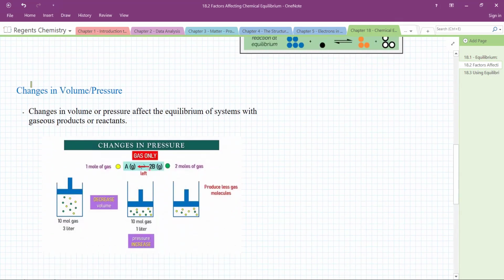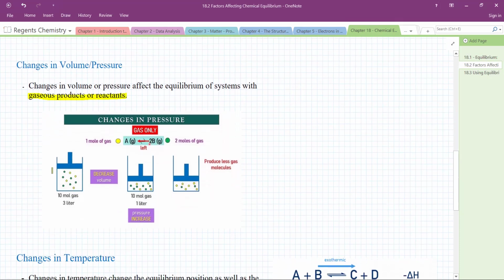We can, of course, also change pressure or volume. Now, if we have a system that has gaseous products or reactants, this will play a role, right? Pressure only really makes sense when we're talking about gases. So as long as we have a gas, pressure and volume changes will matter. Now, in the reaction that I have in this example, you can see that one molecule of A is forming two molecules of B. Okay, so that is the reaction that I have set up here. Now, and both are gaseous, you can see.